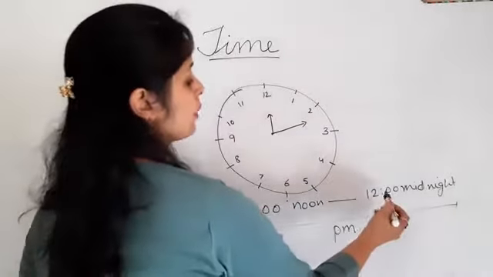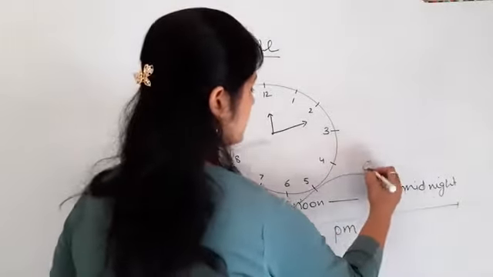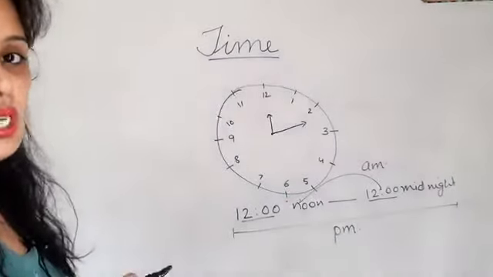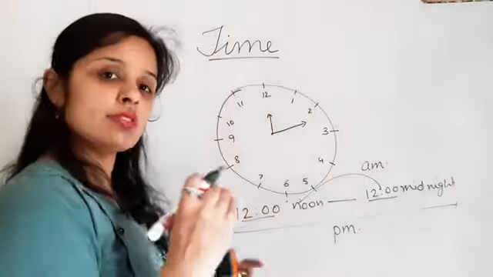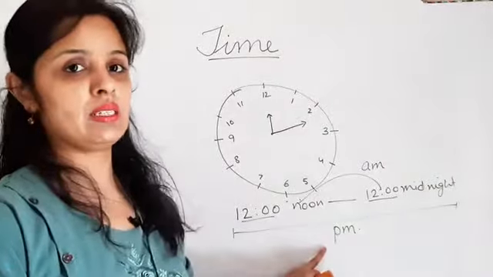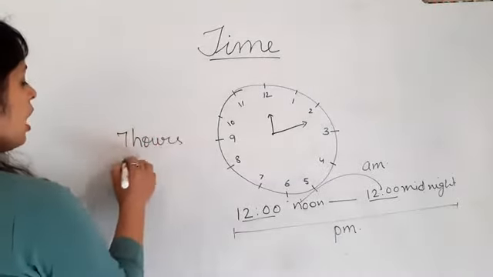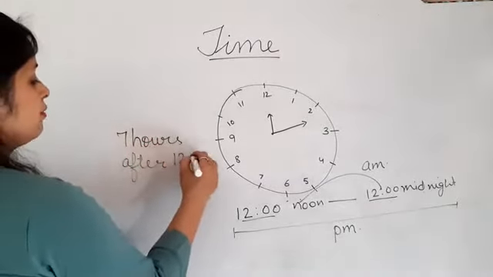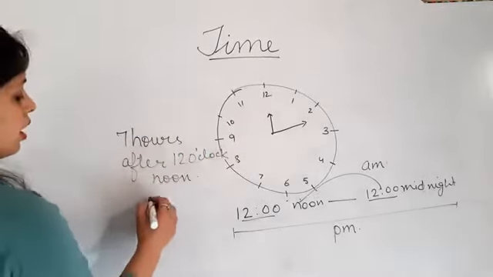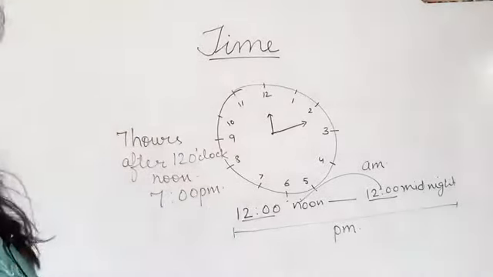And the time between 12 o'clock midnight to 12 o'clock noon, we count as AM. So morning time till 12 o'clock noon is counted as AM, and after 12 o'clock noon, PM starts till midnight. So if we are having 7 hours after 12 o'clock noon, it means we are talking about 7 PM, that is, evening 7 PM.